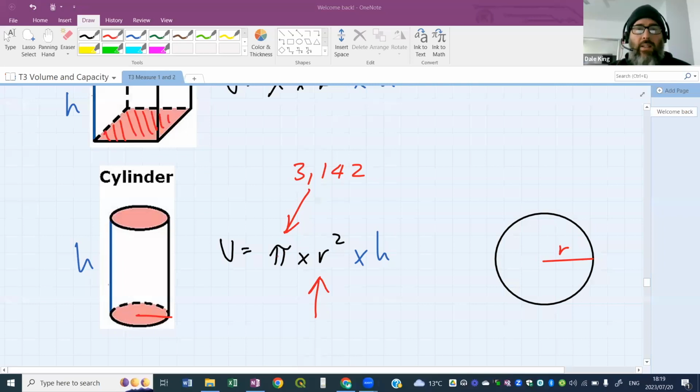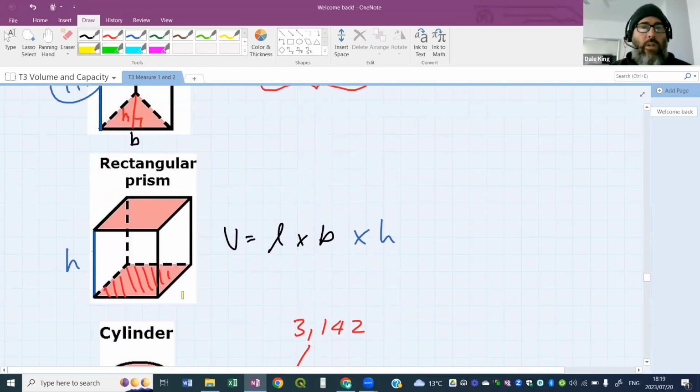For a cylinder, they give you pi, 3.142. R is the radius, you've got to square it, and then multiply by the height. So this first part that I'm highlighting in yellow is the area of the base shape, which is a circle. Then the one in the middle is a rectangular prism. This is the easier one: length times breadth times height. And length times breadth is the area of the base shape, which can be a square or a rectangle.